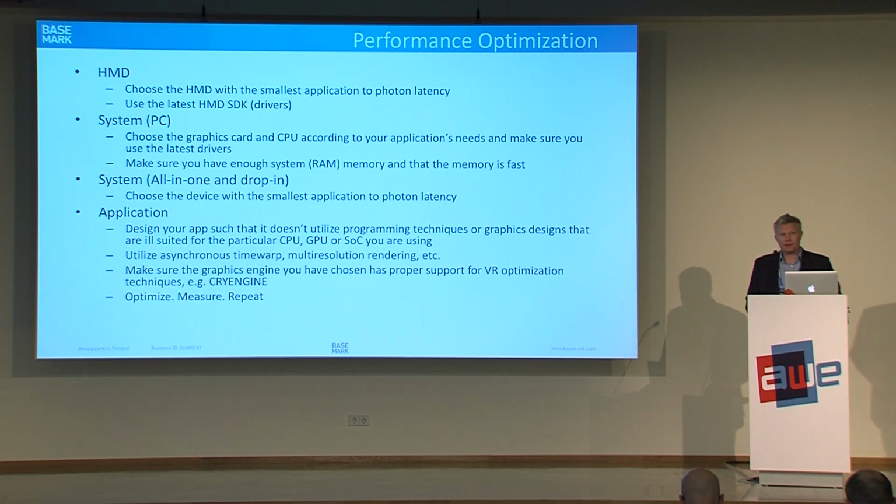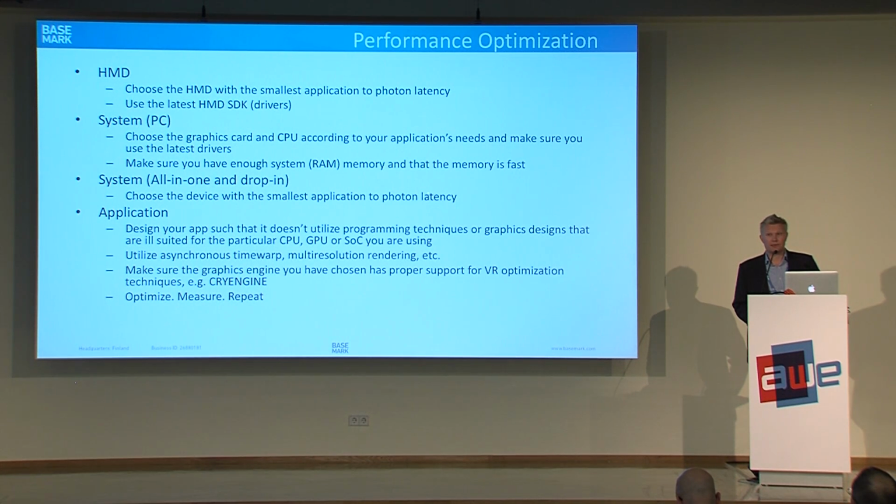Technologies like async time warp and multi-resolution rendering, from AMD and NVIDIA respectively, are usually good in most cases. In some cases they provide outstanding performance improvement, and in some cases not so much, but usually it's a very, very good idea to use those. And of course the graphics engine that you use differs quite a lot. We have been developing our test on top of CryEngine, so we know that it's pretty good. Can be recommended.